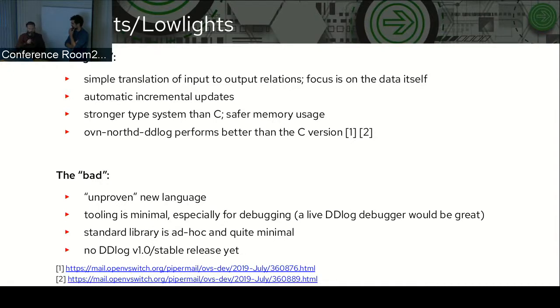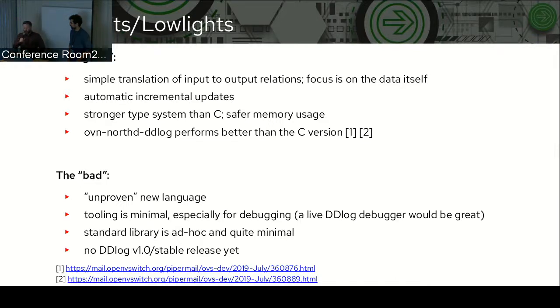So the problems with ddlog are that, maybe this is a bit of a harsh term, but we're calling it an unproven new language. And the big reason for that is that there are not a lot of projects that we know of that are using it out in the wild. So the fact is we'd be taking on something that is a risk to take on in that regard.